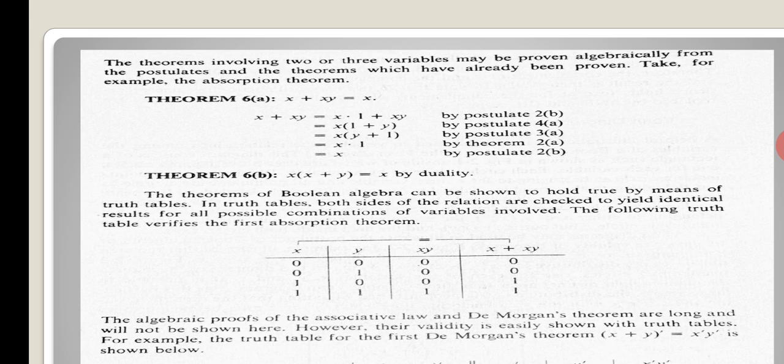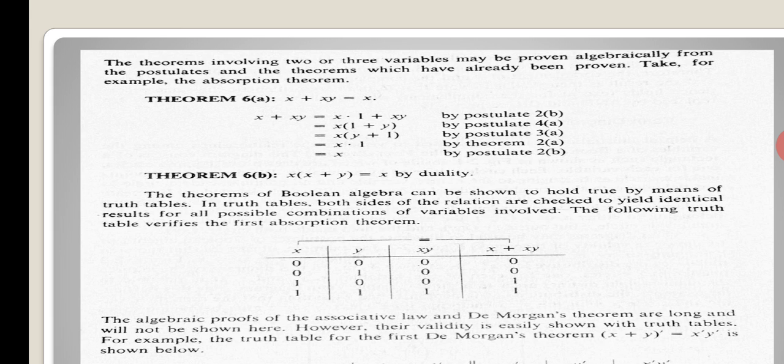Even though it is understood that any value into 1 is the same value, to get the solution you explicitly have to write which postulate you have used. You have to remember this. Now theorem 6b is nothing but again the duality concept, x in the bracket x plus y equal to x. So instead of trying to prove it, they directly went for duality.